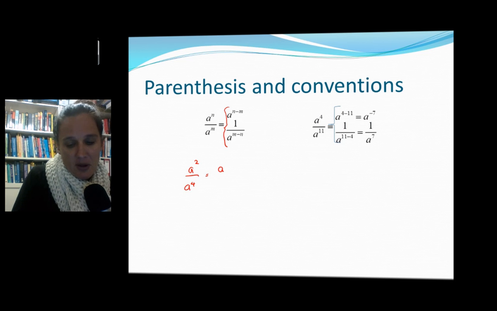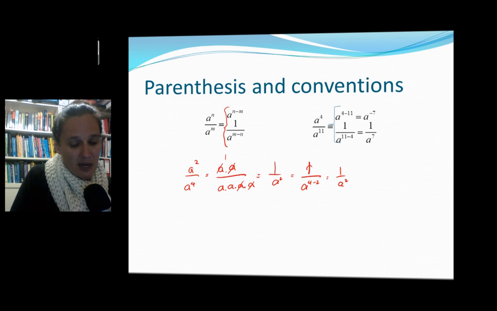If we write this out, we've got a times a on a, 2, 3, 4. We cancel and cancel, cancel and cancel. We've got 1 on a squared. So what it becomes is here we've got 1, so here our m was larger, on a to the 4 minus 2 is 1 on a squared.